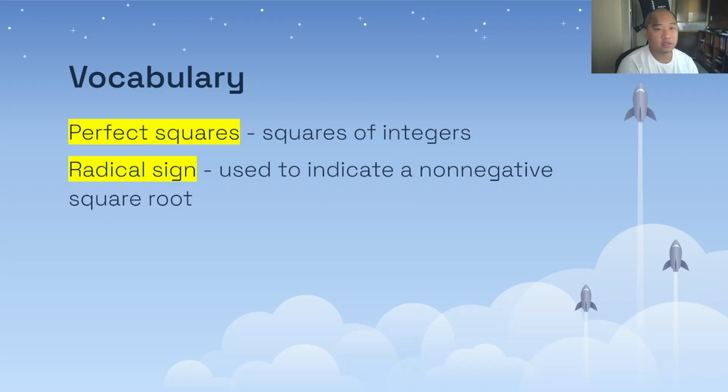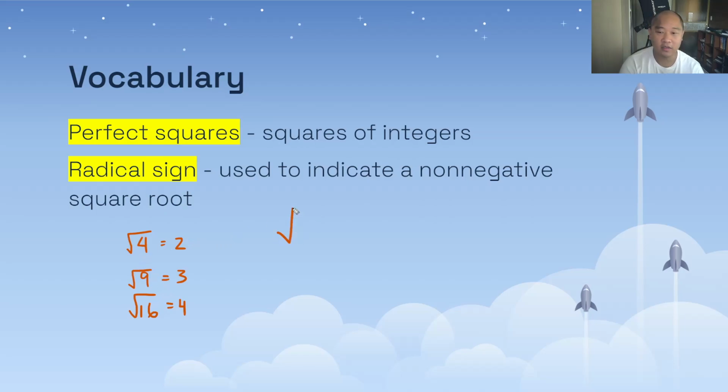There are some numbers that are called perfect squares. These are squares where the square root is an integer. So, 4 is a perfect square because the square root of 4 is 2. 9 is the same. 16 is the same. These numbers, they are perfect squares.